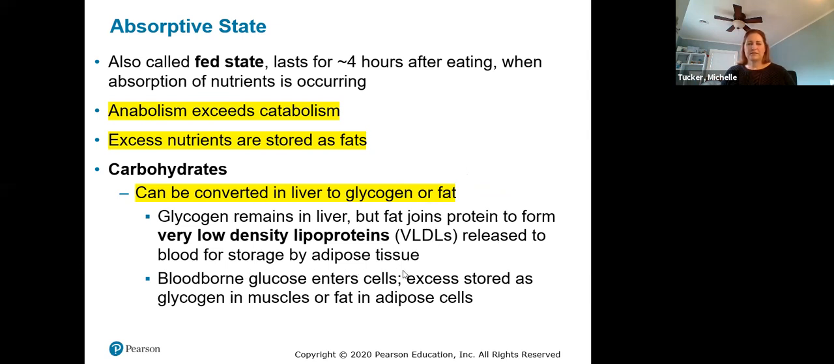Blood-borne glucose enters the cell. Excess is stored as glycogen in muscle or fat in adipose cells. So in the absorptive state, anabolism exceeds catabolism, and we're going to be storing excess nutrients.